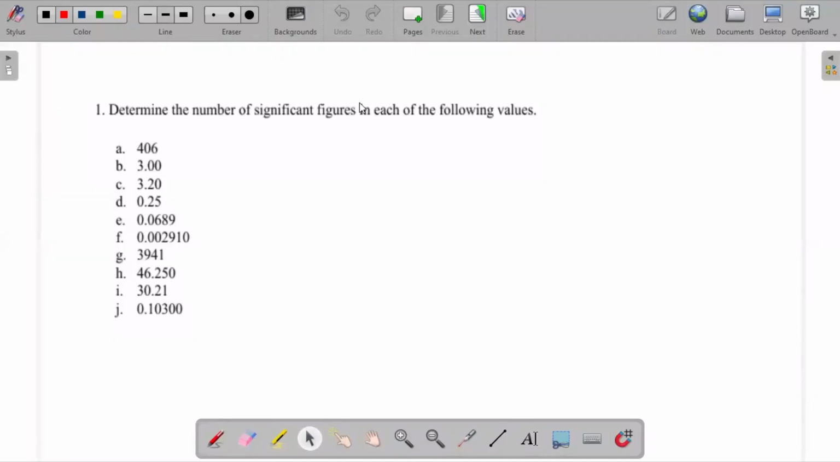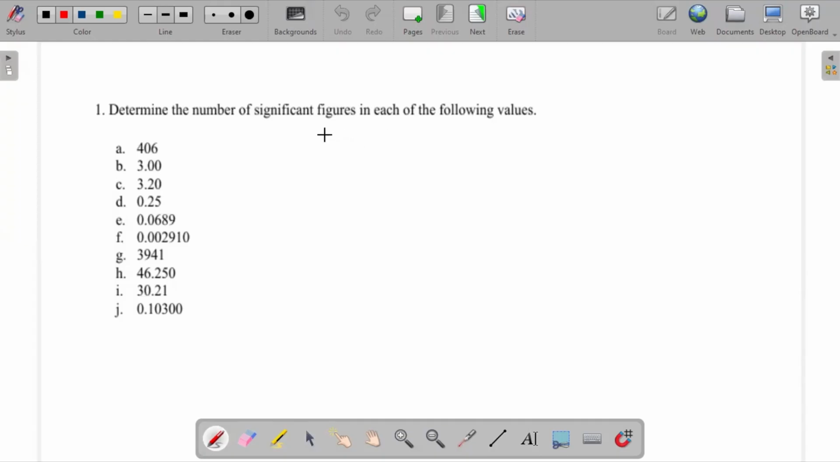Okay, so we'll start with the first question from your toy sheet, which says, determine the number of significant figures in each of the following values. Like I made mention, what's important is you knowing the principles. Once you know the principles, then it will be easy for you to answer this question. Some of these things you already know, but let's remind each other of some of the things that you've forgotten.